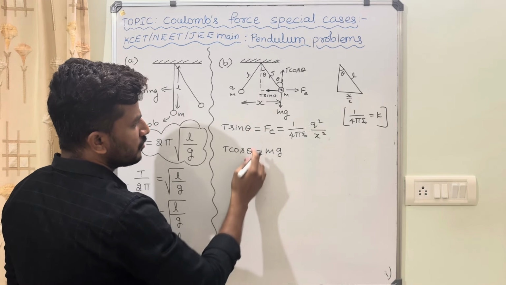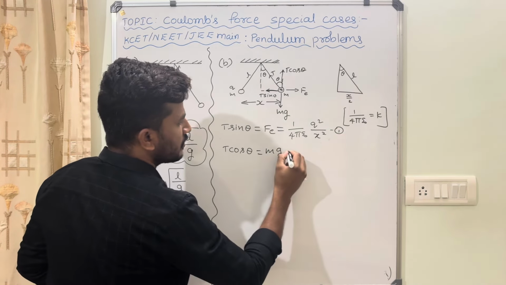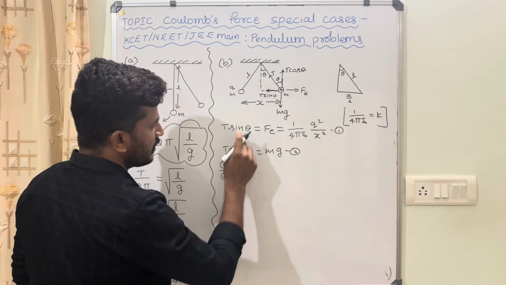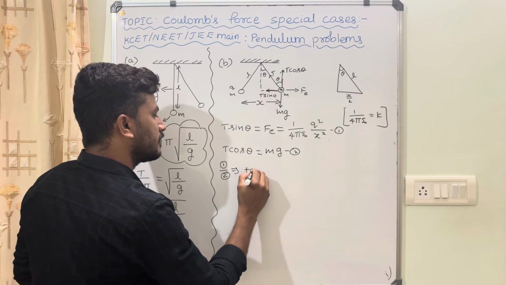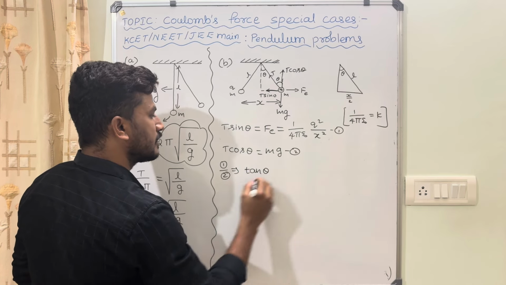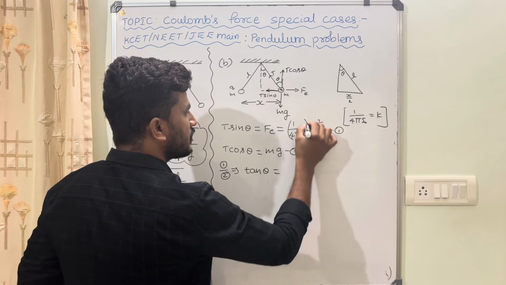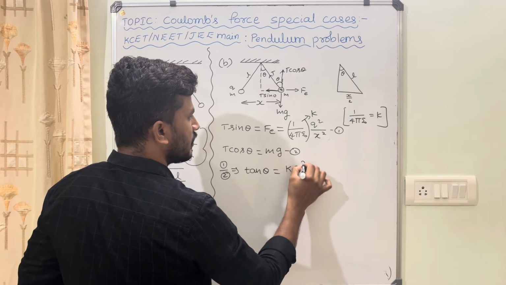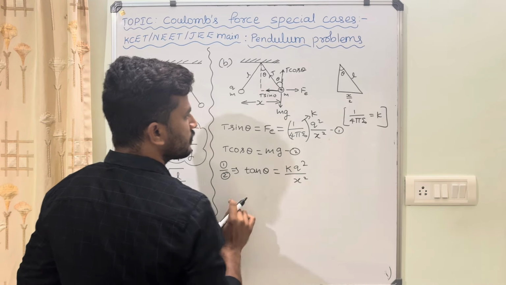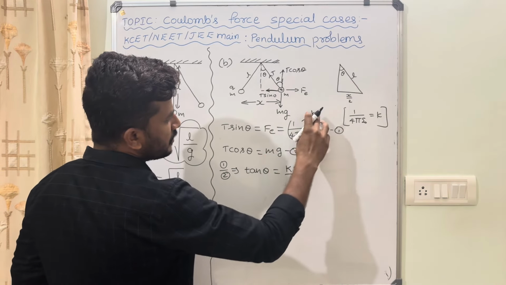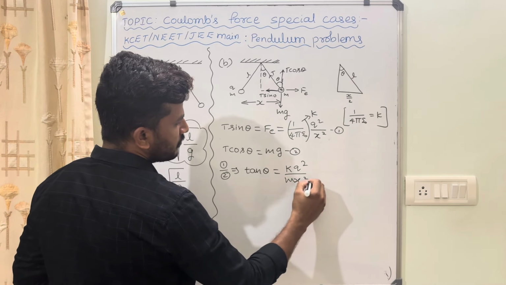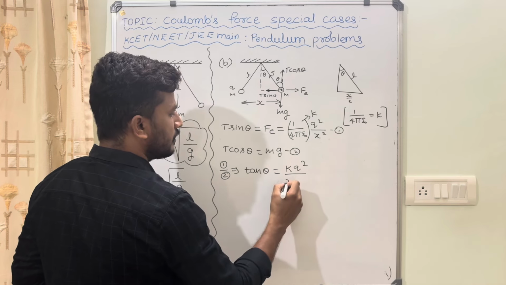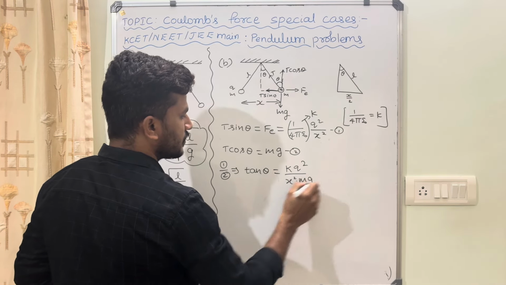Now let us divide these two. This is equation number 1, this is equation number 2. If we divide equation 1 by 2, what do you get? Sin theta by cos theta, tan theta. T gets cancelled, which is equal to, shall I write this as of now as k, so k q square by x square divided by mg. This one divided by this one, mg divided by mg. Or you can write x square separately into mg.